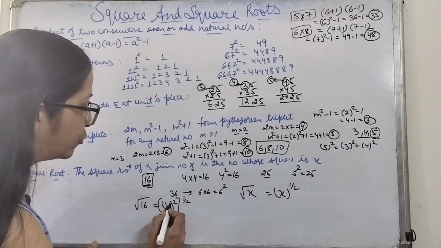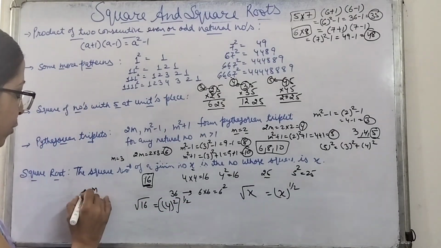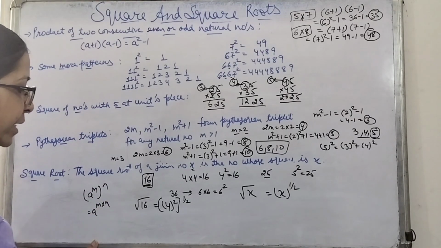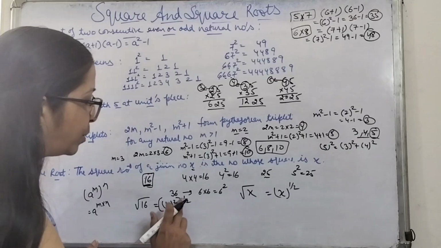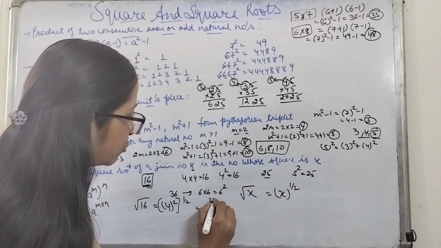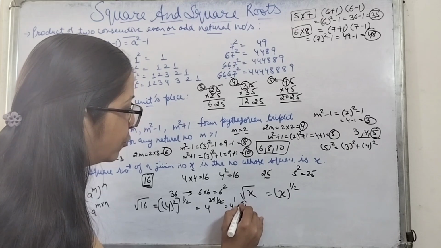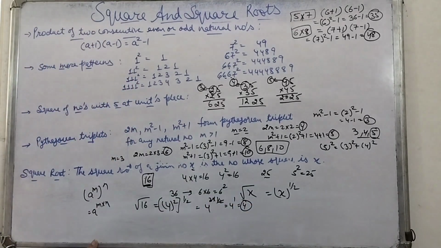So we know that a raised to the power m, whole raised to the power n, is equal to a raised to the power m multiplied by n. Laws of exponents. So powers are going to multiply. 4 raised to the power 2 multiplied by 1 by 2 is 4 raised to the power 1, or we can say 4 will be the square root of 16.